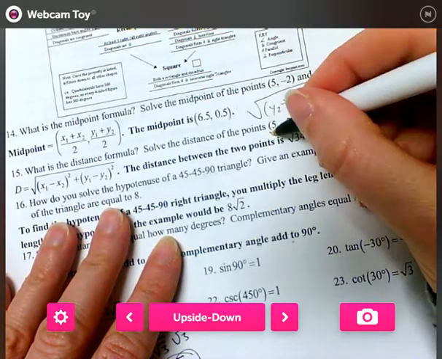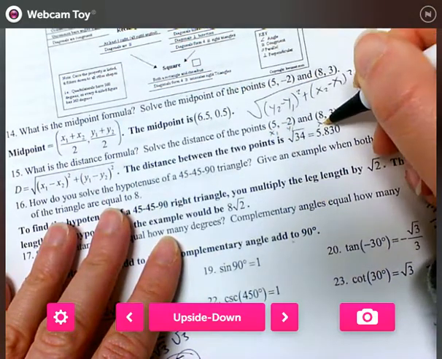Okay, so we're going to label this one x1, y1, this one x2, y2.